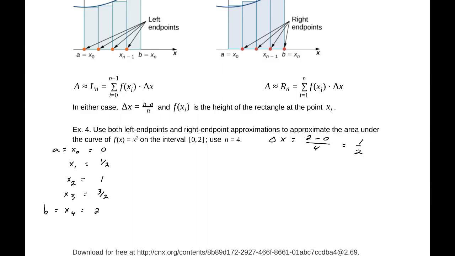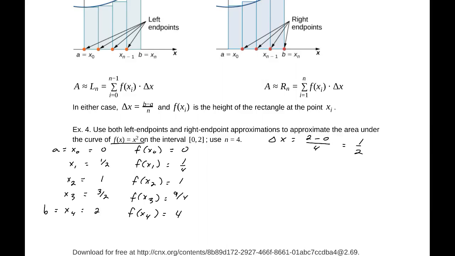Now we want to find the function values at each of those. I'm going to evaluate x squared there, so that's 0. f of x1 is 1/4. f of x2 is 1. f of x3 is 9/4. So again, I am squaring those values because I have f of x equals x squared. And then f of x4 is 4.